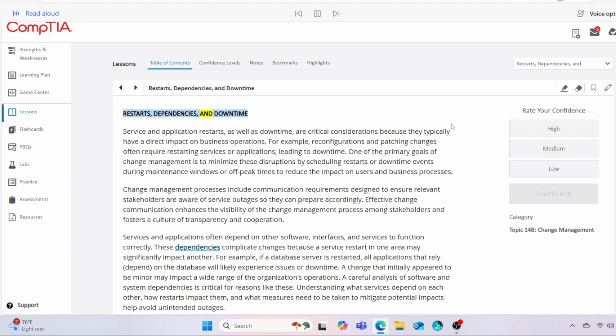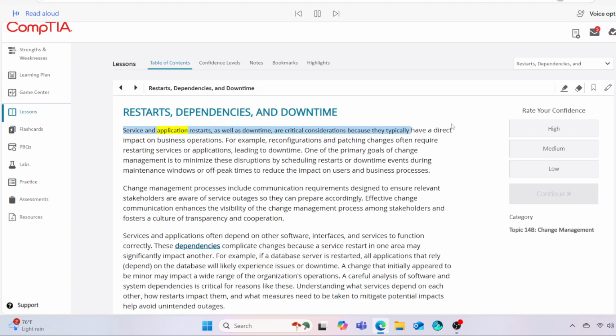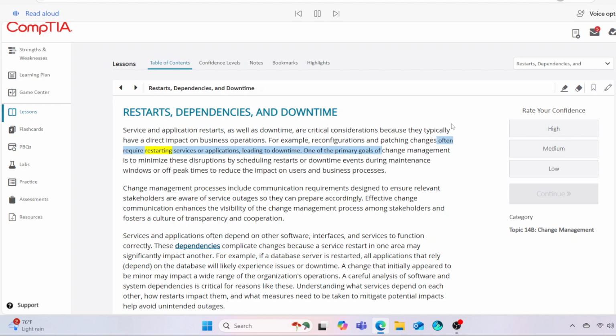Restarts, dependencies, and downtime. Service and application restarts, as well as downtime, are critical considerations because they typically have a direct impact on business operations. For example, reconfigurations and patching changes often require restarting services or applications, leading to downtime. One of the primary goals of change management is to minimize these disruptions by scheduling restarts or downtime events during maintenance windows or off-peak times to reduce the impact on users and business processes.